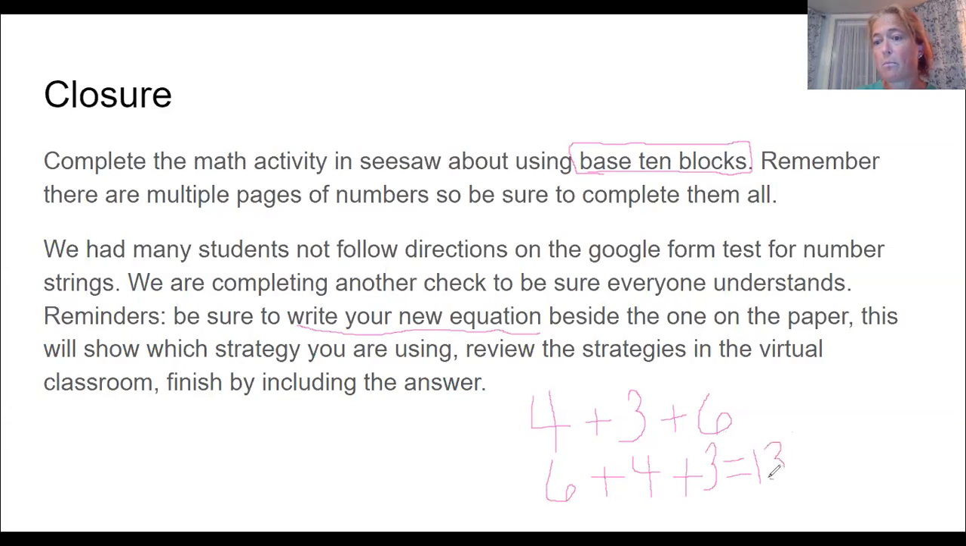Okay? So please make sure you have that new equation written there, or else it will not be correct, because I need to see if you're using your strategies. So remember, you can either use make a 10, doubles, or near doubles. Read the directions before you get started.